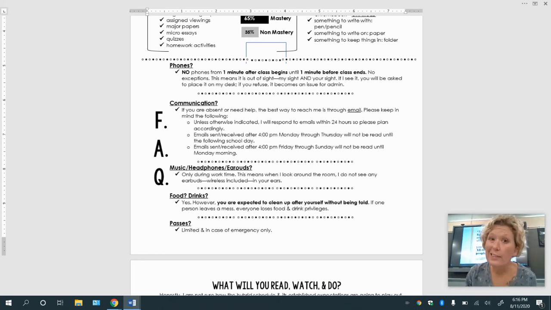Food and drink, and I think this kind of applies to you at home too. You are allowed to have it, but you're expected to clean up after yourself without being told. If I get one person leaving a mess in my room, everyone loses their drink and food privileges. Regarding breakfast, we'll figure that out in here. When it comes to passes, you just don't have passes right now. That's a larger discussion that I won't take the time for right here.